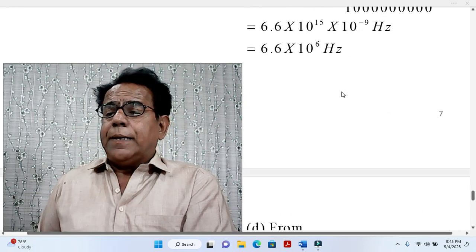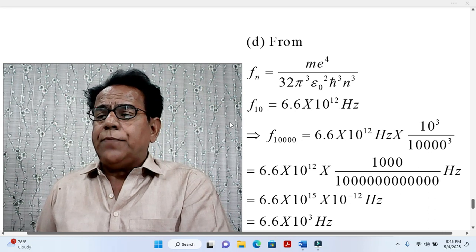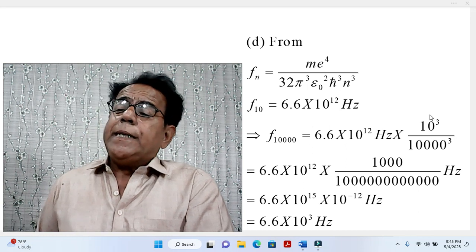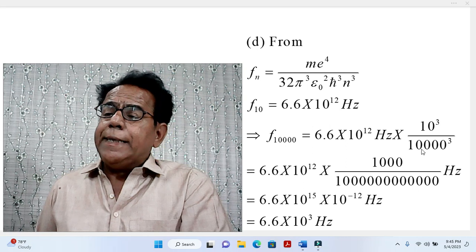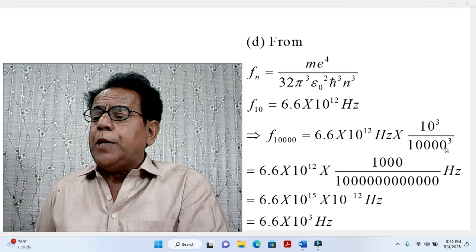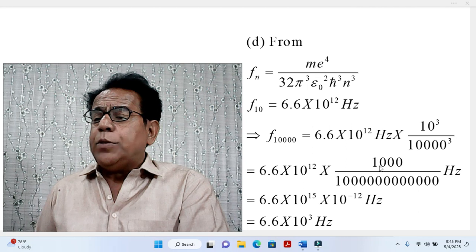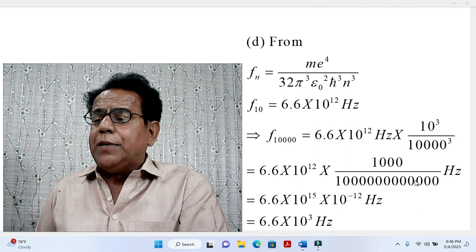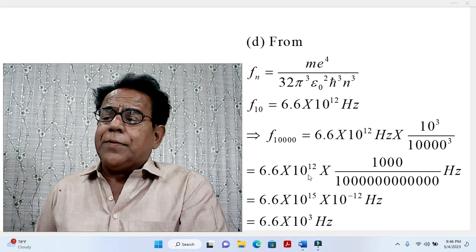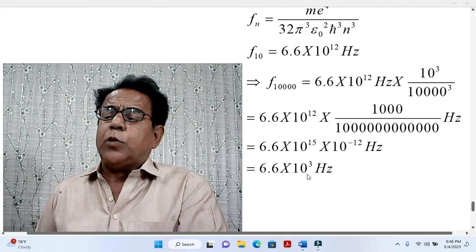Let us see part D. Fn is equal to this, F10 is equal to this. When F10 is equal to this, F10,000 will be equal to this multiplied by 10 to power 3 divided by 10,000 to power 3. So these 4 zeros will be converted into 12 zeros. Out of these 12 zeros, 3 zeros will be subtracted and 9 zeros will remain. So this is 9 and this is 12, and 12 minus 9 is 3. That is why it is 6.6 into 10 to power 3 hertz.